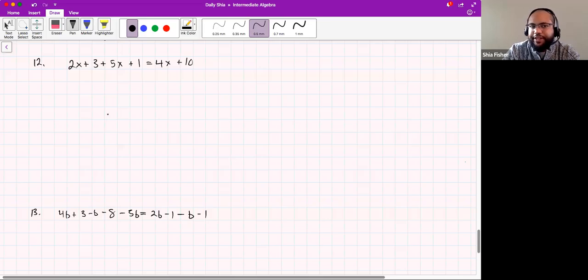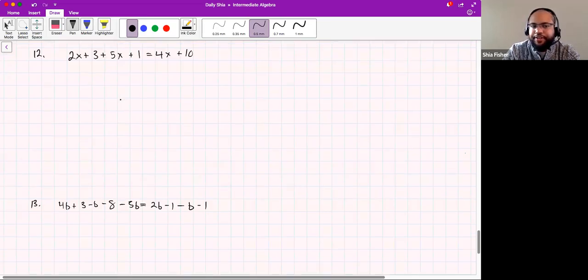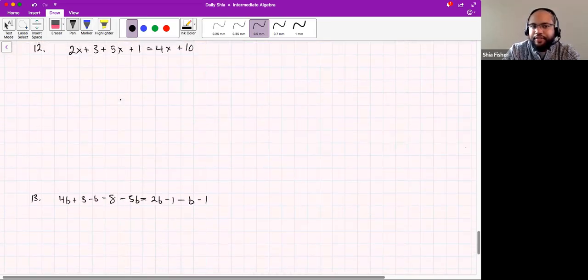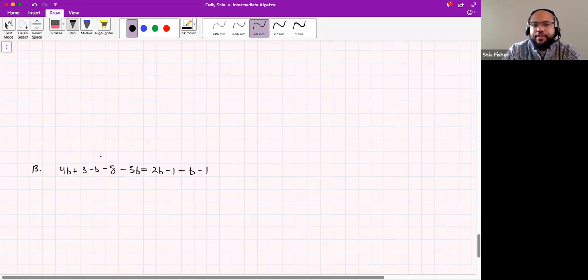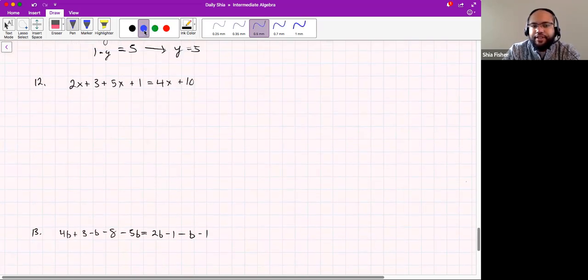All right, let's do some practice problems combining like terms. Here are the problems here. Maybe I can't get them all on the screen at once, but write this down, start working on it, pause the video, come back, and then we'll go through the steps. Same with 13 and 14. Hopefully you've already gotten these written down and started working on them a bit.